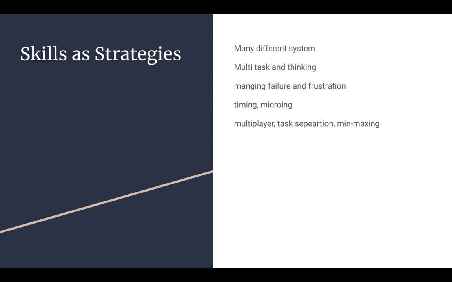Another one is skill and strategy. Because the game has many difficult systems and they each interact with each other, it is very common that the player needs very good skill to achieve what he wants. Failure is very common, and each failure can be frustrating, and managing it can be viewed as a skill.